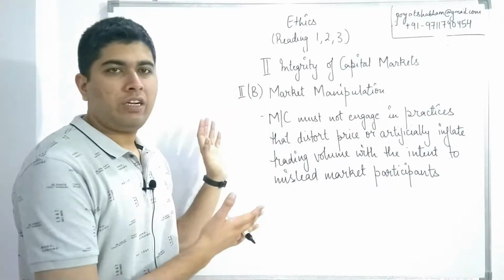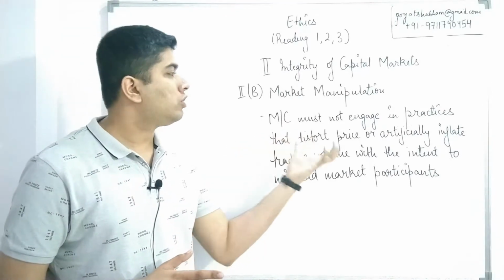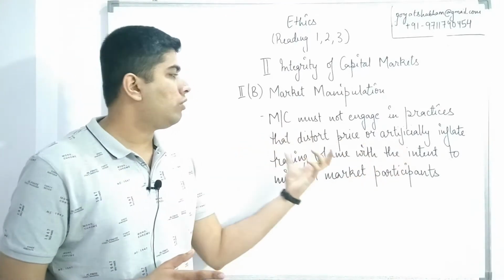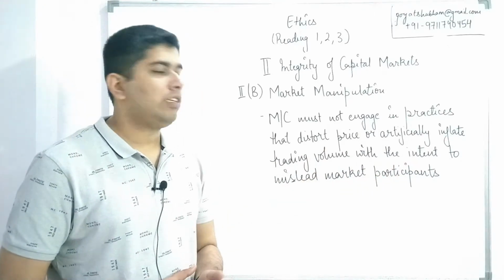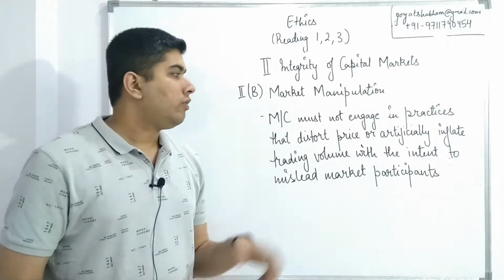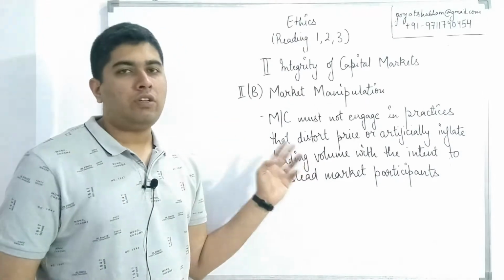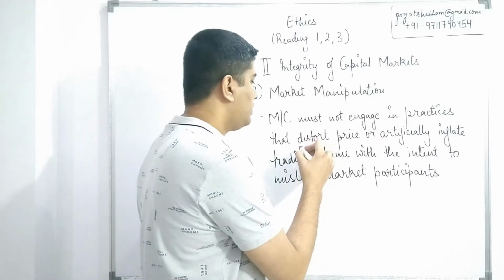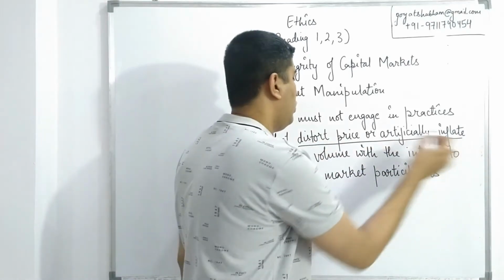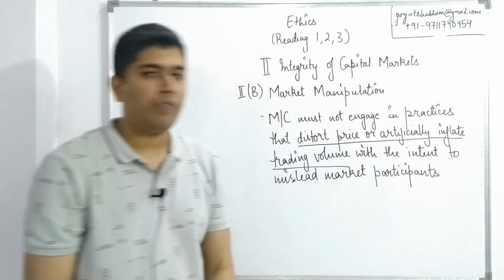So let's go straight into the language. Members and candidates must not engage in practices that distort price or artificially inflate trading volume with the intent to mislead market participants. Now, there are two major parts of this statement. First is practices that distort price or inflate trading volume.